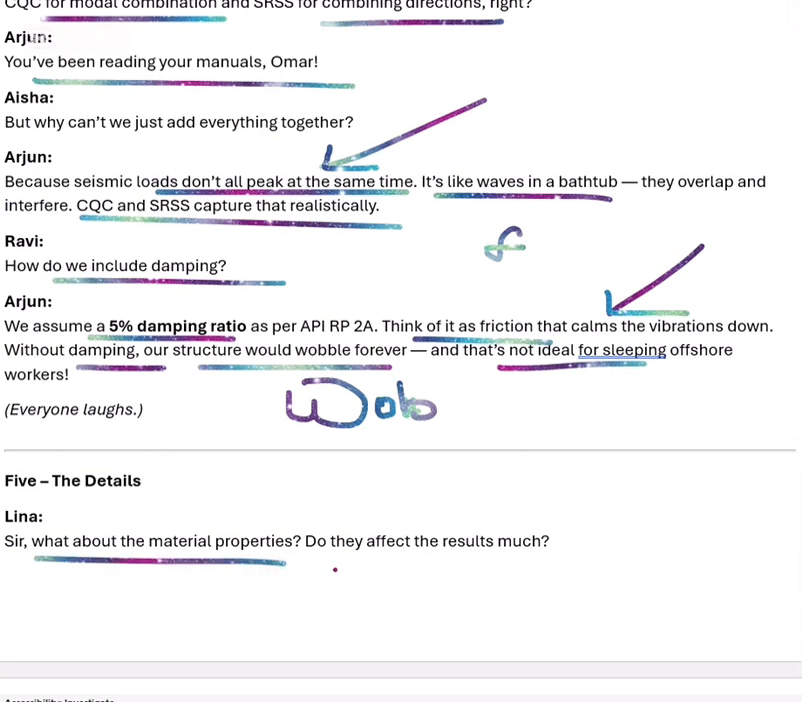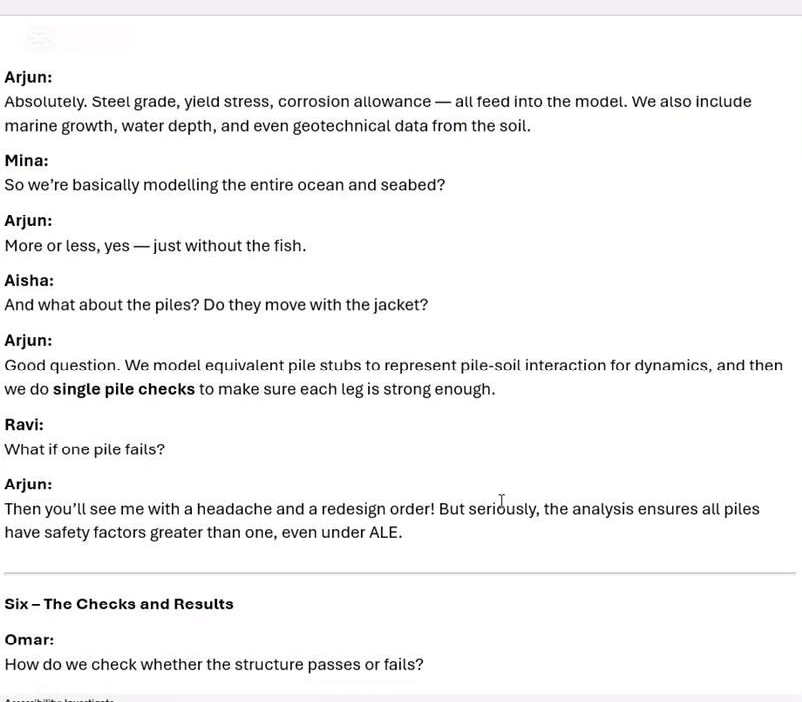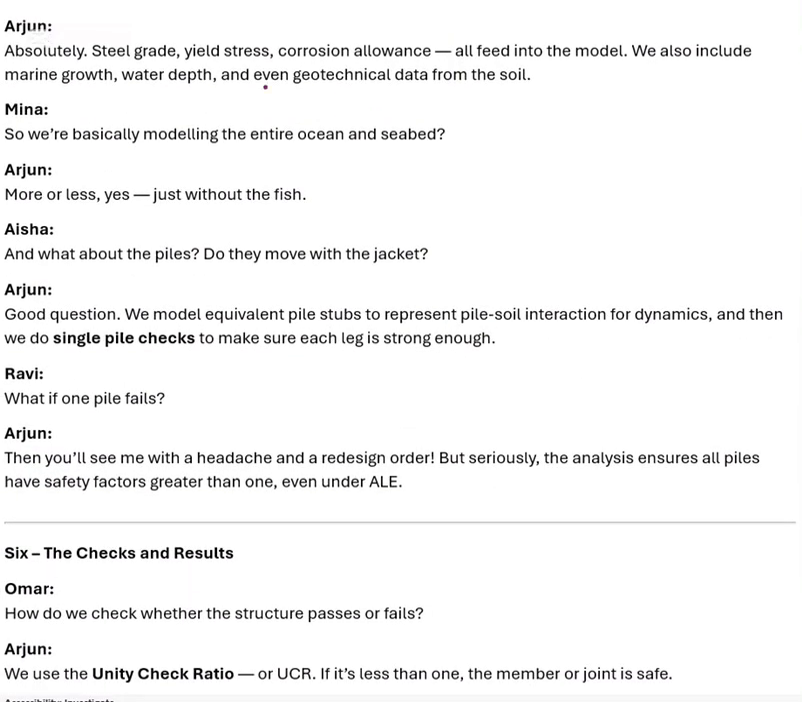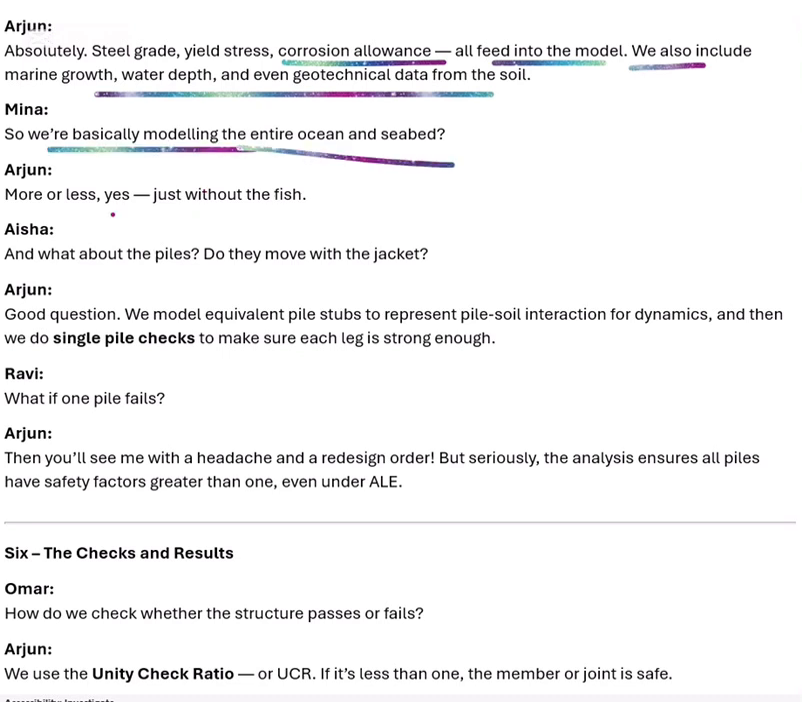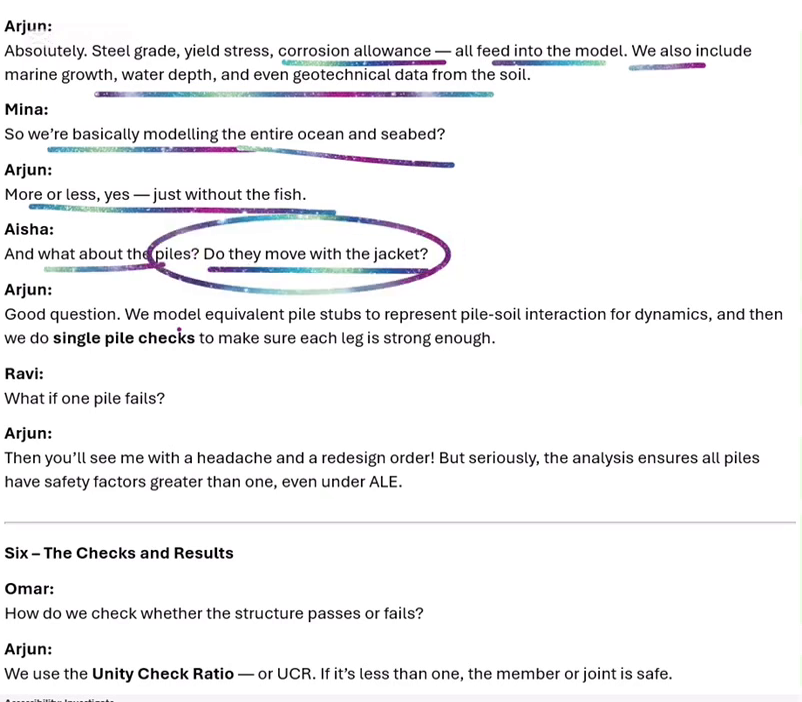So what about the materials? Do they affect the results much? Absolutely. Steel grade, yield strength, corrosion allowance, all feed into the model. We also include the marine growth, water depth, even geotechnical data from the soil. So we are basically modeling the entire ocean and seabed, more or less. What about the piles? Do they move with the jacket? We model equivalent pile stubs to represent the pile-soil interaction for dynamics, and then we do single pile checks to make sure each pile is strong enough.